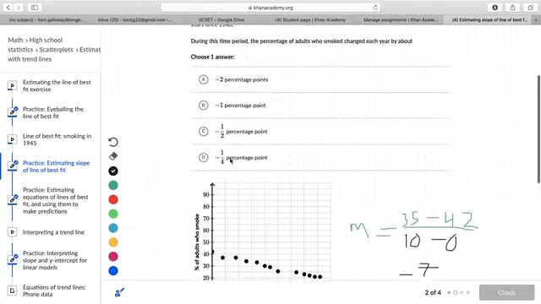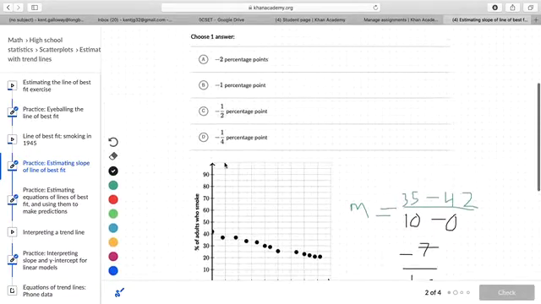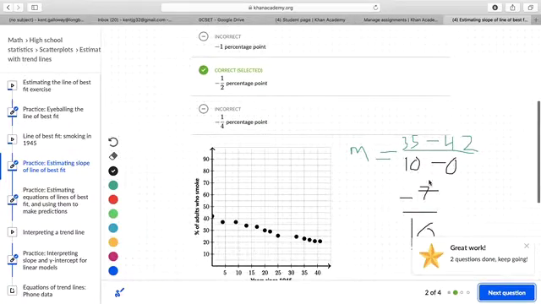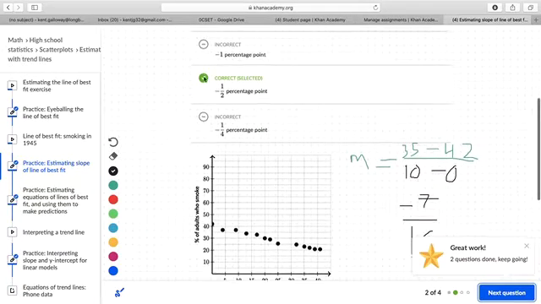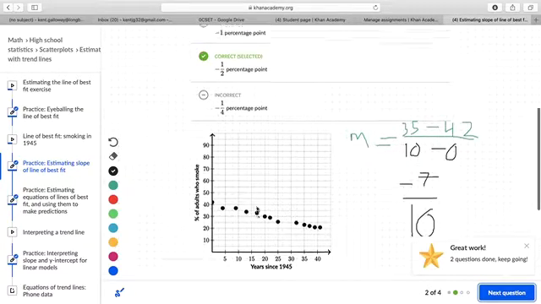Now let's see which one is closest to negative 7 over 10. That comes out to a little bit more than 1/2. So I think it should be negative 1/2. There you go, because that's about 1/2. So it doesn't have to be exact. It just has to be close.